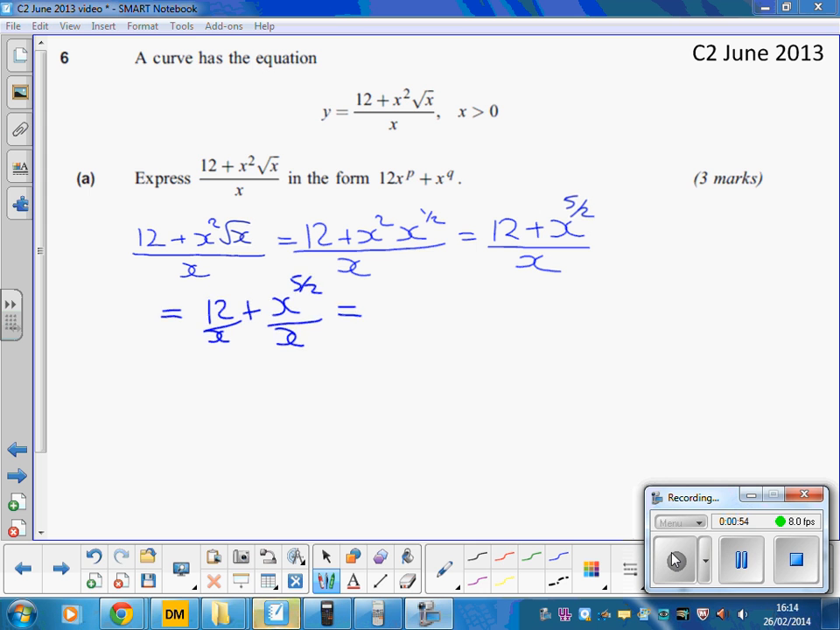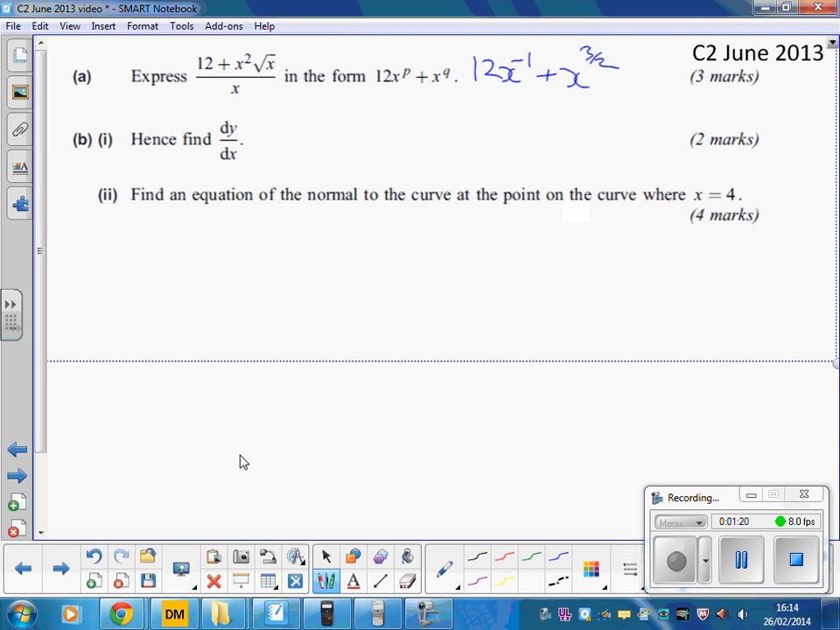So I've done that, so we can now simplify the powers further. The way to write 12 over x is to bring the x up. If it comes up from the bottom of a fraction, it's a negative power, so that's a negative 1. And here we've got x to the 5 over 2 divided by x to the 1. When we divide, we subtract the powers, so it's 5 over 2 minus 1 is 3 over 2. Now we're going to need this answer for the next part, in part B, part 1.